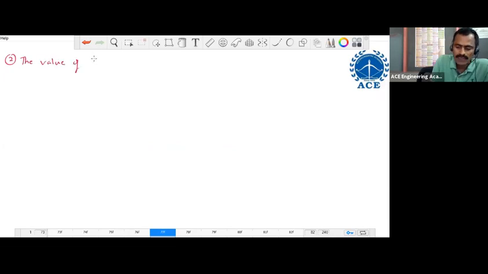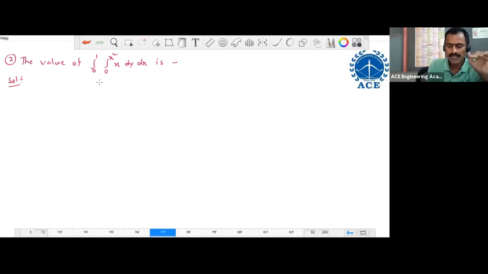The value of integral 0 to 1, integral 0 to x square, x dy dx is... If we compare this problem with the previous problem, you can find two differences only, based on limits. It is a double integral.